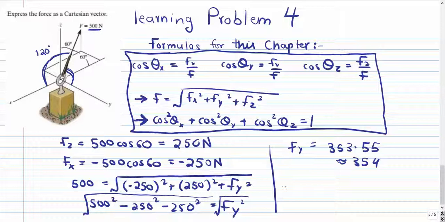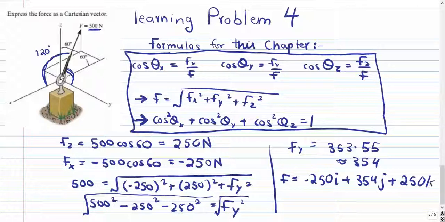Now we have all the components, we can simply write the Cartesian notation. So let's write that down. So F should be equal to negative 250 i plus 354 j plus 250 k.